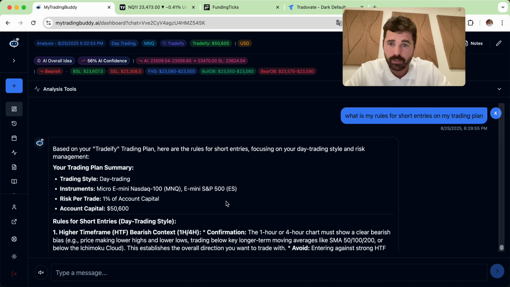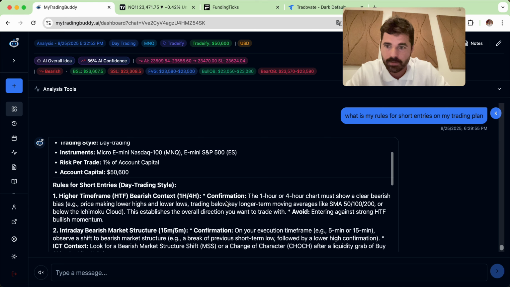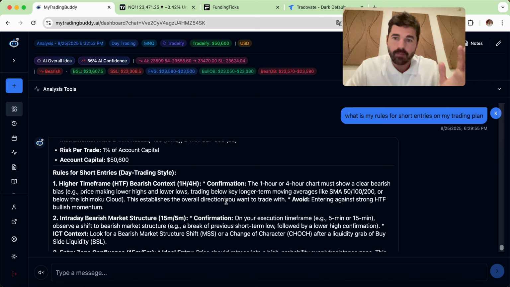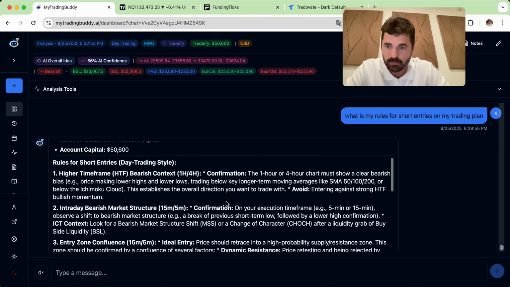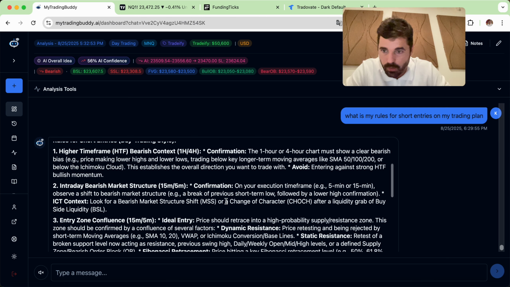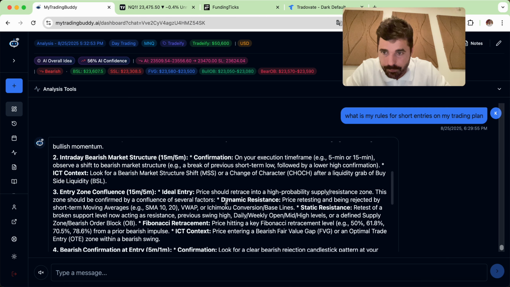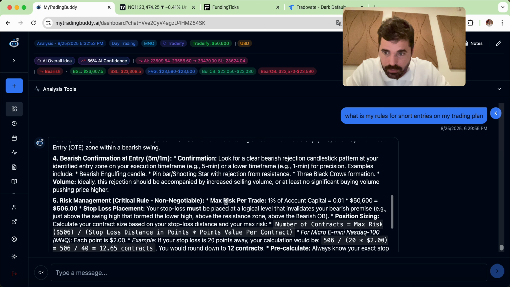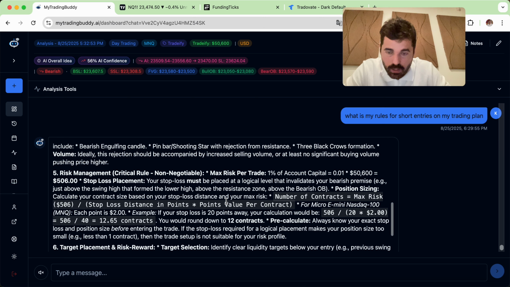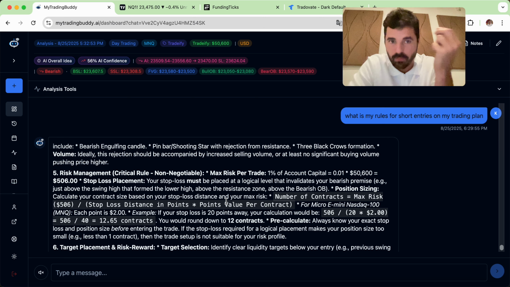So based on this trading plan, higher time frame context, which is 1 hour, 4 hour, etc. You have to show clear bearish rejection, down for intraday, entry zone, etc. And then your trading plan has your risk per trade, so it can calculate how many contracts you should do to match your trading plan.